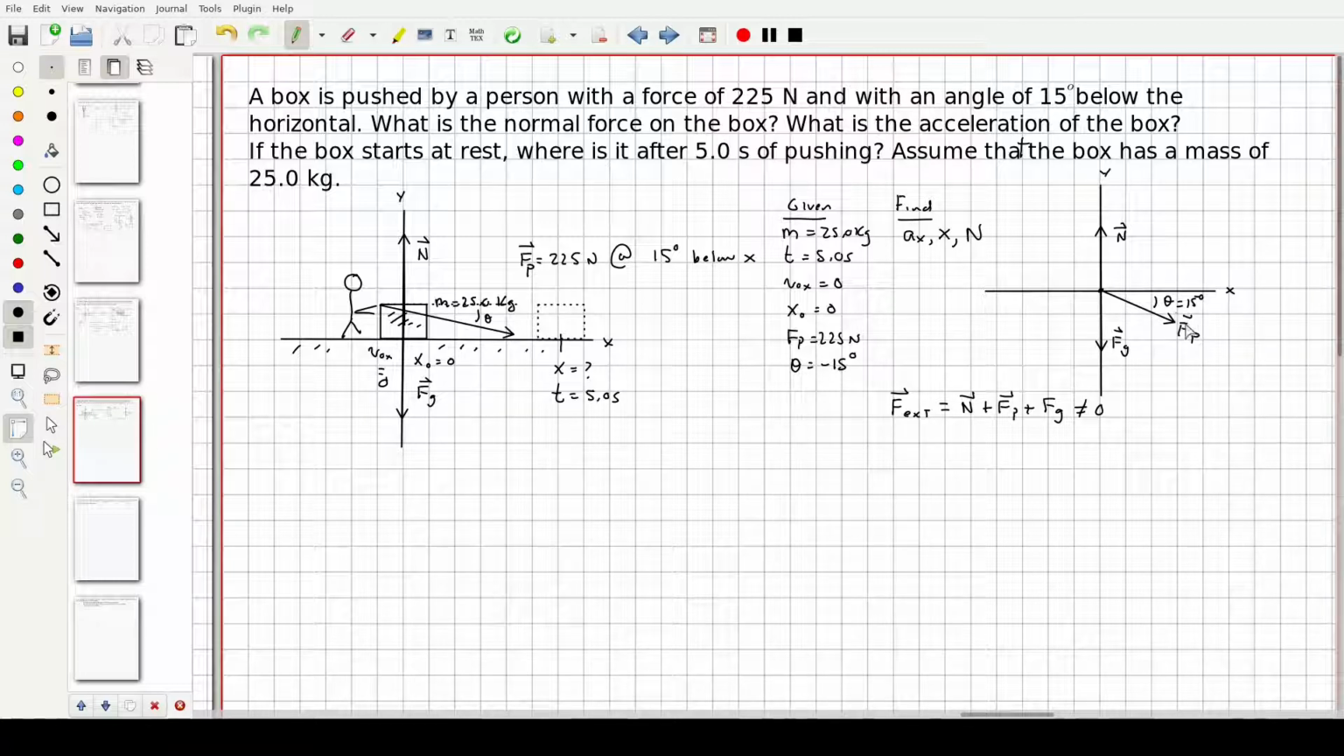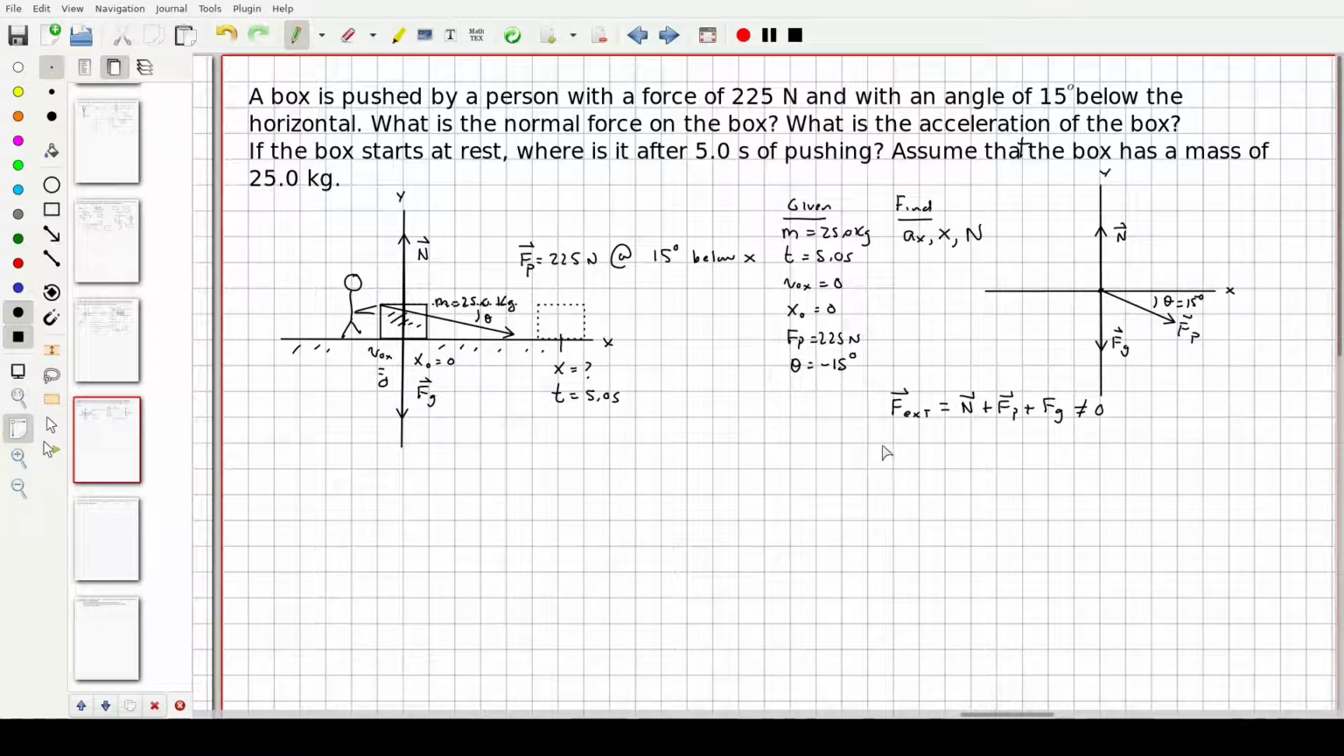So what happens here is the following. Part of the push is into the ground, and that's going to cause the normal force to actually get bigger than it would be if it were just due to gravity. But part of the push is also along the ground. And that's what's going to be giving our box the acceleration at the end of the day that causes the change in motion that we see.